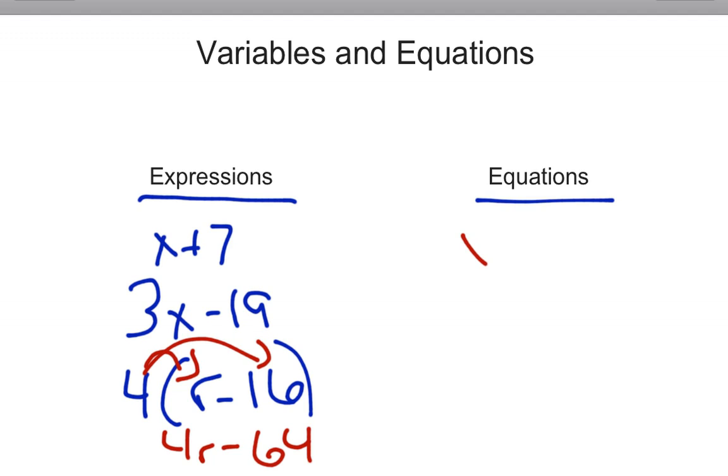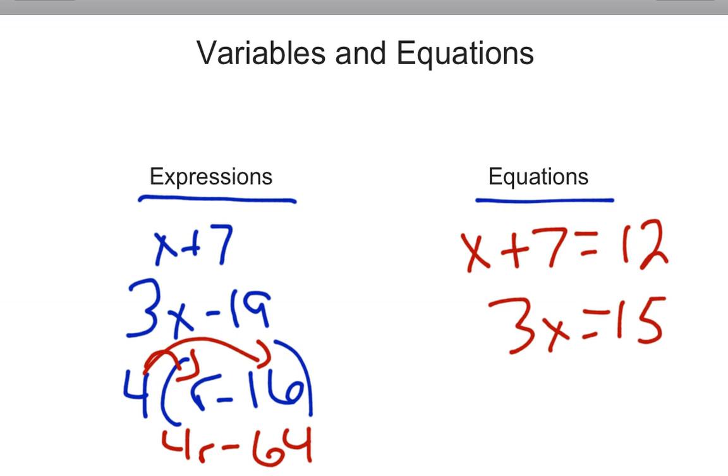As soon as we have something like this where we throw on the equal sign, x plus 7 equals 12, okay, that's what makes it an equation because these two things are equal. And then 3x equals 15, also an equation. The big difference between these two things is when you're doing an expression, we can't solve those things unless whoever makes the problem tells us what the variable is. Like in this case, they would have to tell us what x is so that I can add it to 7 to be able to solve it.